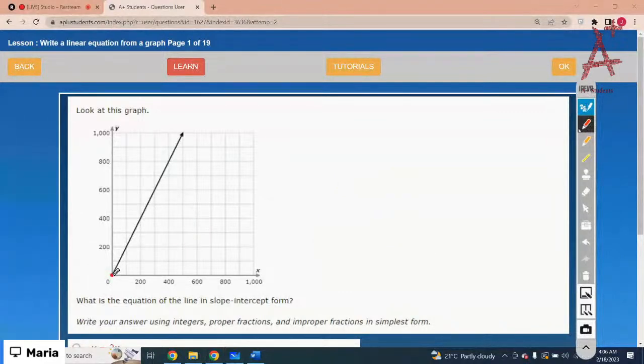Here the graph is starting from the origin, 0 and 0. So the y-intercept is 0, because the graph is touching the y-axis at 0. Then select any point on the graph like this. Here you have x is 300 and y is 600. And the other point we have is 100. You can use any 2 points. Just calculate the slope and put the value in the equation.